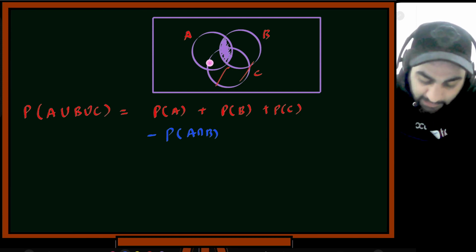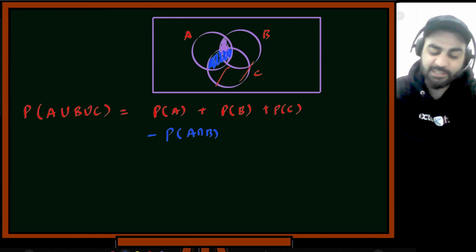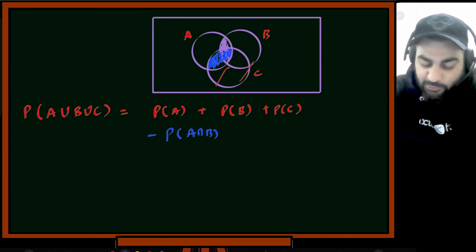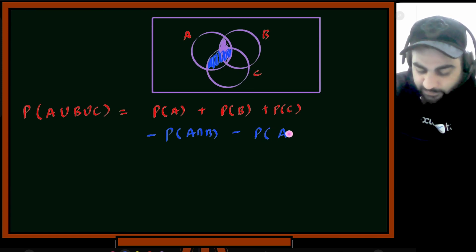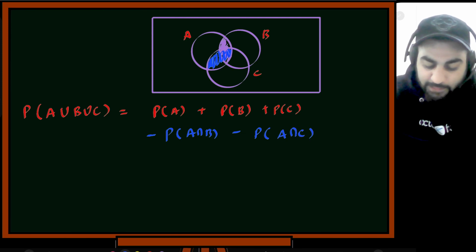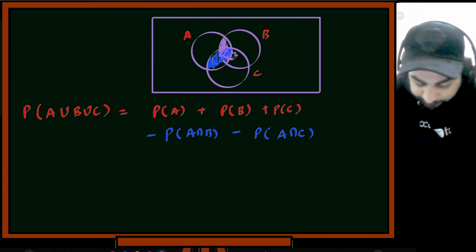Now think about this. This is A intersection C. This was again counted two times, once with A, once with C. So we'll remove it also. We'll remove probability of A intersection C. Then now think about this.